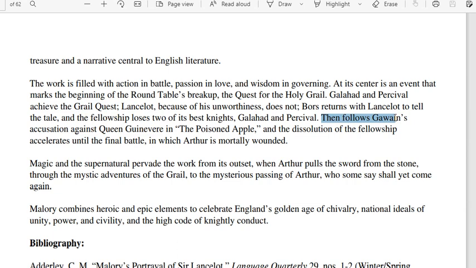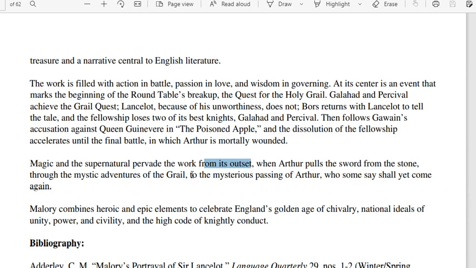Then follows Gawain's accusation against Queen Guinevere in the Poisoned Apple episode, and the dissolution of the Fellowship accelerates until the final battle, in which Arthur is mortally wounded and later dies. Magic and the supernatural pervade the work from its outset, when Arthur pulls the sword from the stone, through the mystic adventures of the Grail, to the mysterious passing of Arthur, who some say shall yet come again, or a resurrection will take place.